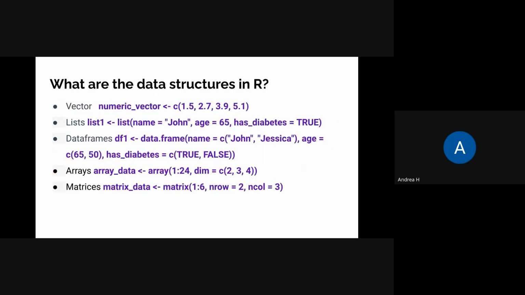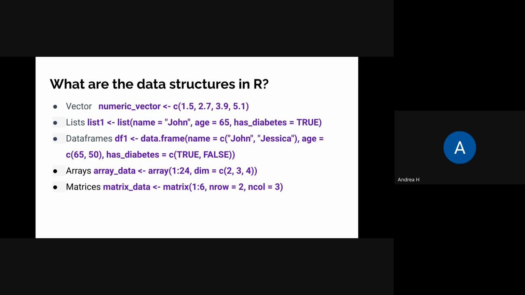And here are some data structures in R. We have vectors. A vector is a one-dimensional array that can hold elements of the same data type. So as you can see here, I have a numeric vector. And we have a list. It's a data structure that contains elements of different data types. Elements can be vectors, matrices, data frames, or other lists. So we see the list I have here.